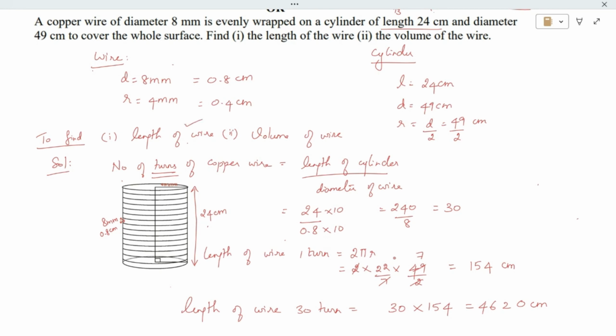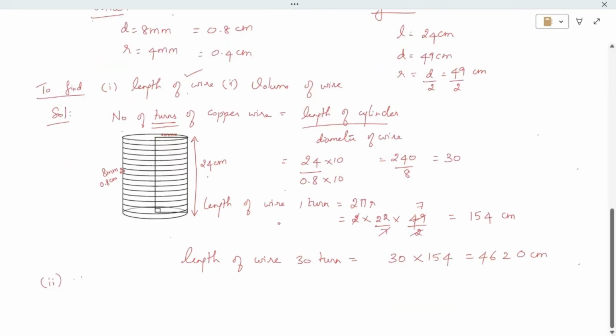Now I need to determine the volume of the wire. So the volume of the wire is equal to πr²h, isn't it? Because it is wrapped around the cylinder, it is in the form of a cylinder. So I'm using the formula for the cylinder.